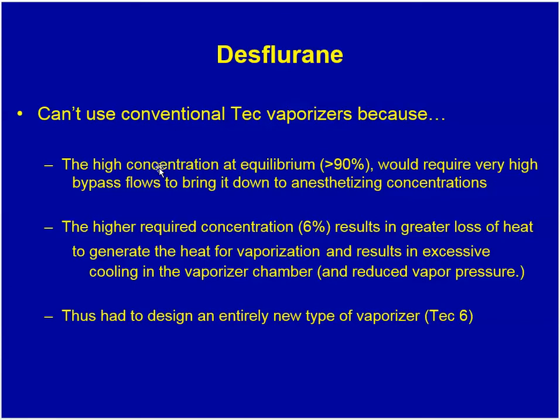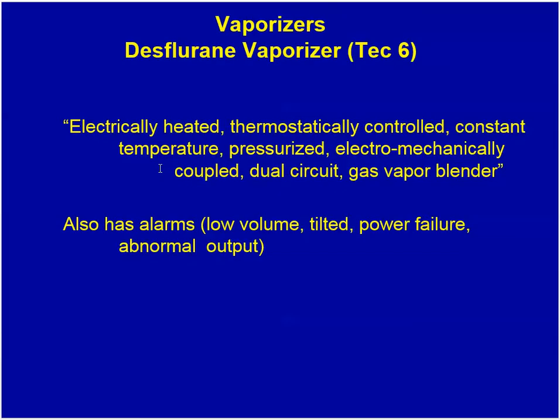These vaporizers cannot work very well with desflurane because the high concentration of desflurane would require very high bypass flows to bring it down to anesthetizing concentrations. It also results in a greater loss of heat, and this results in excessive cooling of the chamber. And thus they had to design an entirely new and different type of vaporizer. What they came up with was a so-called electrically heated, thermostatically controlled, constant temperature, pressurized, electromechanically coupled, dual circuit gas vaporizer.